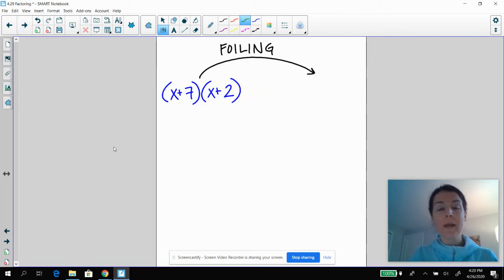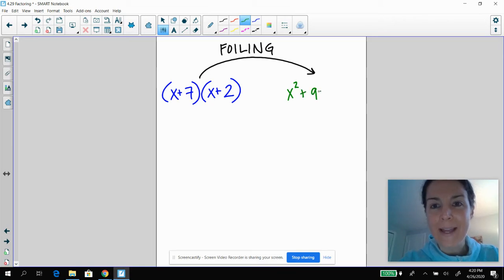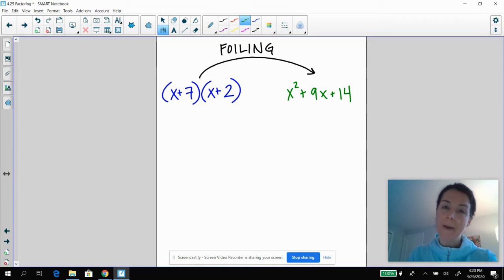So let's go ahead. I want you to pause the video right now, and I want you to FOIL this guy and tell me what trinomial you get. All right, so hopefully after you FOILed this out, you got x squared plus 9x plus 14. If you didn't, go back to the FOILing video, watch it again, make sure you feel good.